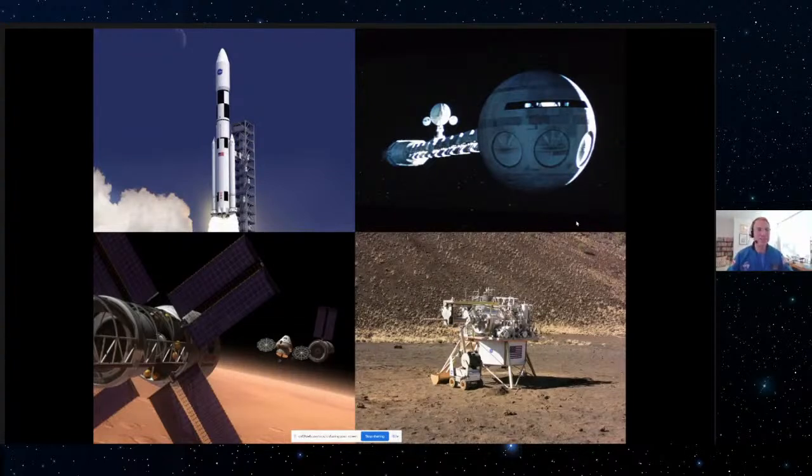Lower left picture is imagining staging parts of the ship in low Mars orbit while you're down on the surface. You don't have to take everything down to the surface and then back up. You can leave some stuff in orbit and save some weight that way.